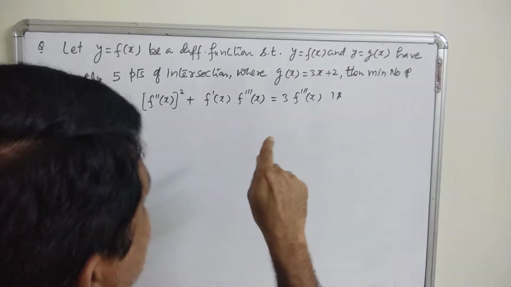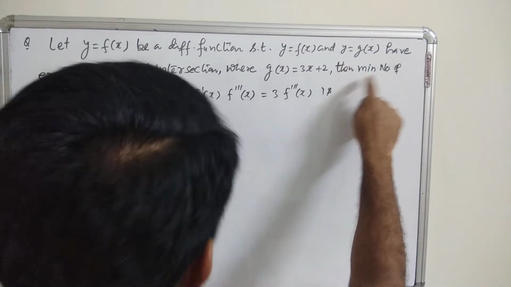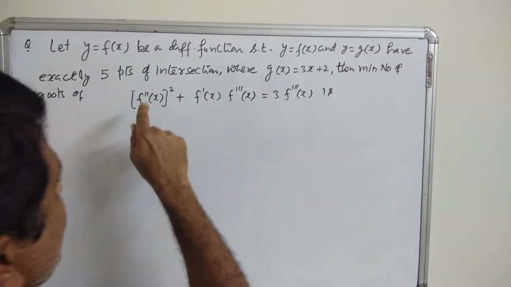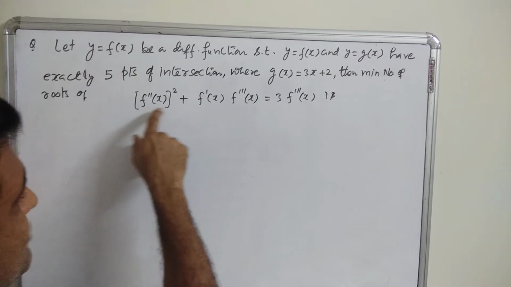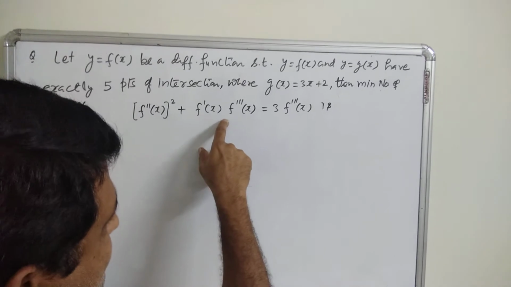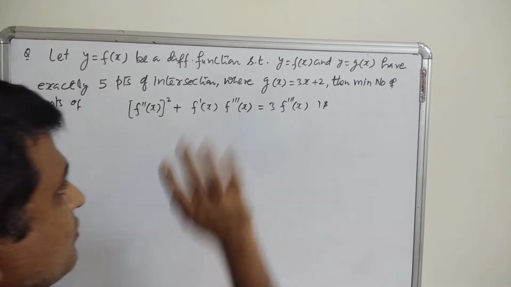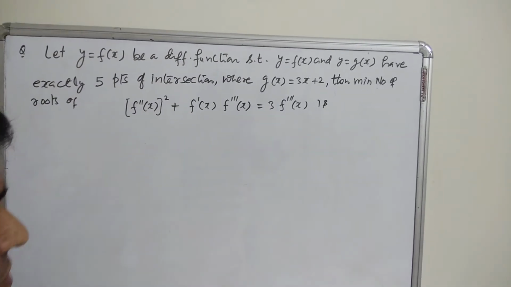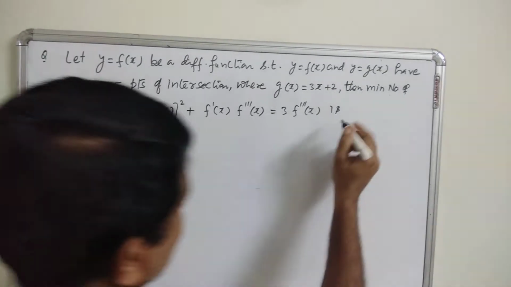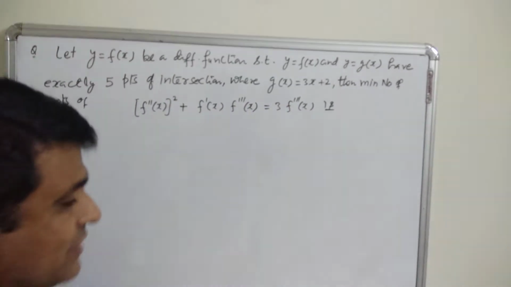Now what is asked of us is the minimum number of real roots of the equation (f double dash x) whole square plus f dash x times f triple dash x equal to 3 times f triple dash x. So this is what we have to calculate.